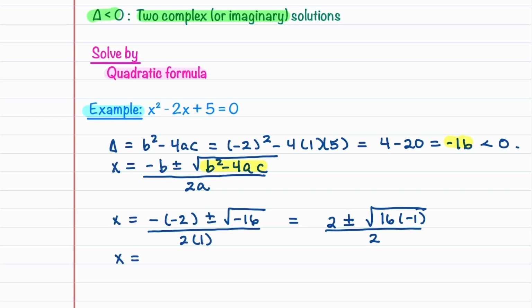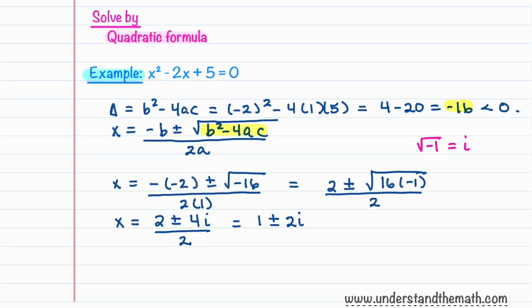This gives us x is equal to 2 plus or minus the square root of 16 is 4, and then the square root of negative 1 is equal to i. Let me write that up here, just in case you need to review that. Square root of negative 1 is equal to i. So we have 4 times i, and then we have our denominator of 2, and dividing each term by 2, we have 1 plus or minus 2i. Our final solution is then x is equal to 1 plus 2i and 1 minus 2i.